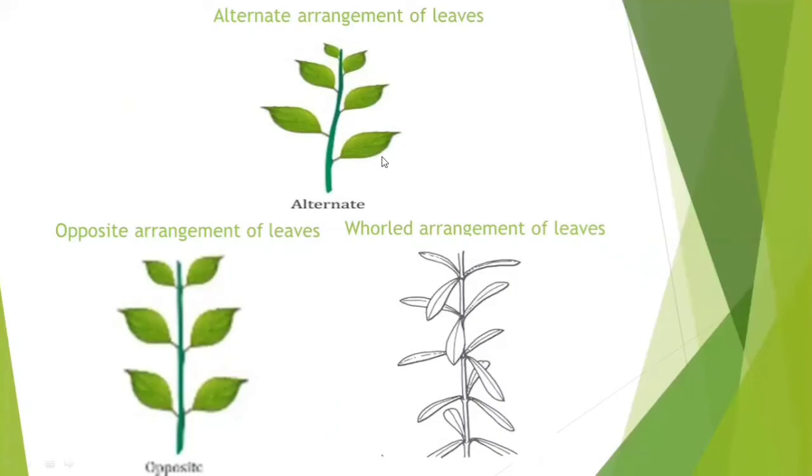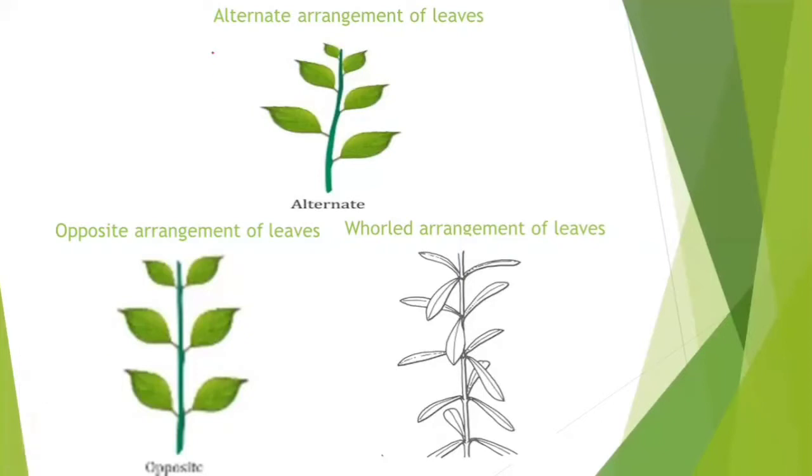We just think that leaves are over here on the stem. They can be on the right, they can be on the left, they can be in front of us, they can be backwards of the stem, anywhere. But no, they are also there in a correct order, in a correct manner. So first we will learn about the alternate arrangement of the leaves.